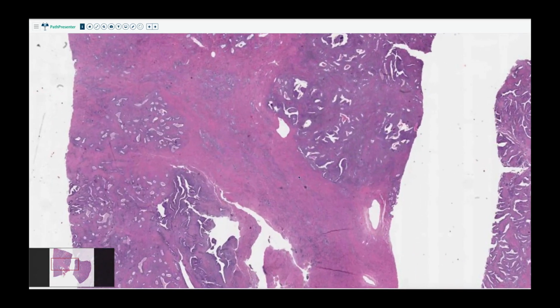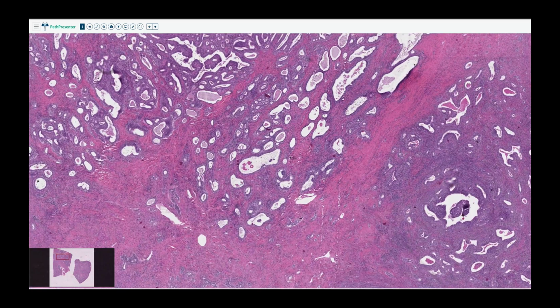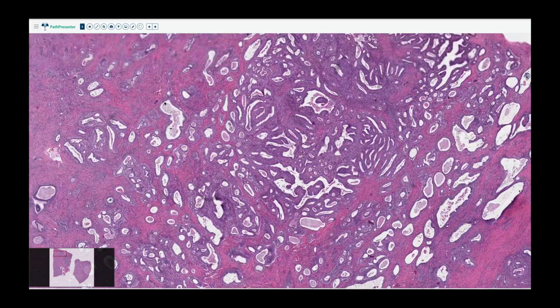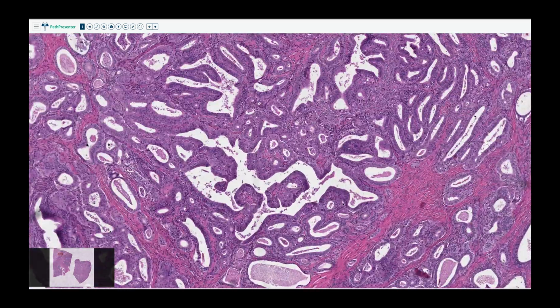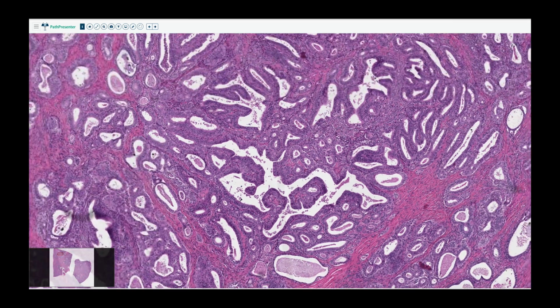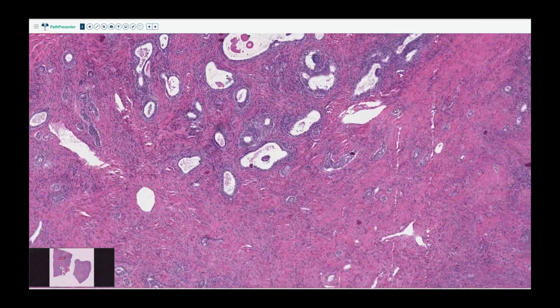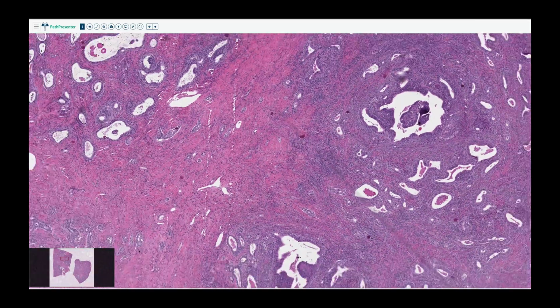Once you zoom in, you can see that the glands are pretty widely spaced, not really touching one another. You go down into higher power, and these are nice endometrioid type glands. They do have some mucinous morphology, but not that nice intracytoplasmic mucin of a mucinous ovarian neoplasm. So this is a good example of an endometrioid adenofibroma.